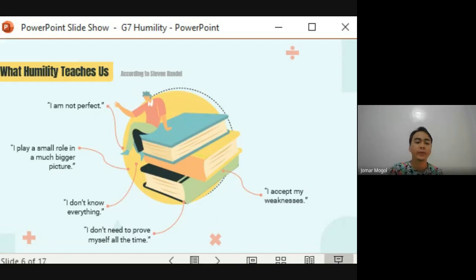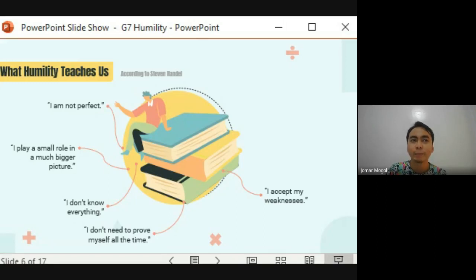Next is accept my weaknesses. So all of us here, we have our strengths and weaknesses because we are individuals, we are unique, we have our own intelligences, therefore we have our strengths and weaknesses. Maaaring magaling ka sa larangang ito at maaari ring hindi ka magaling sa larangang ito. Maaaring magaling kang kumanta pero maaari ring hindi ka magaling sumayaw. So and the like. Because we have our weaknesses, we have to accept that, because as an individual, as a person, as a human.